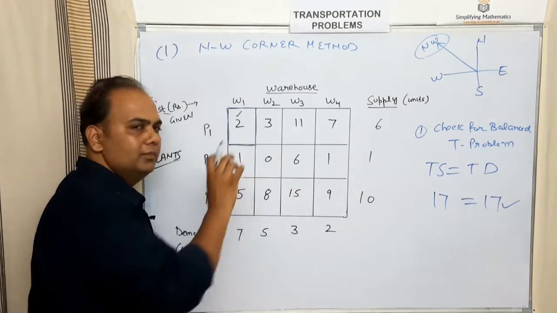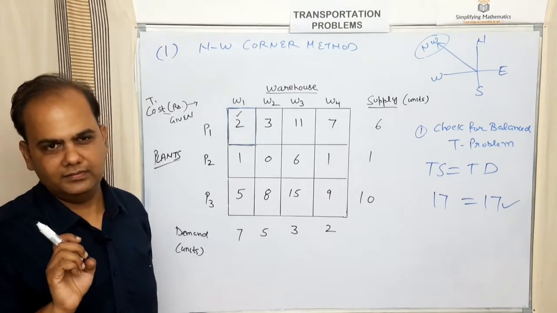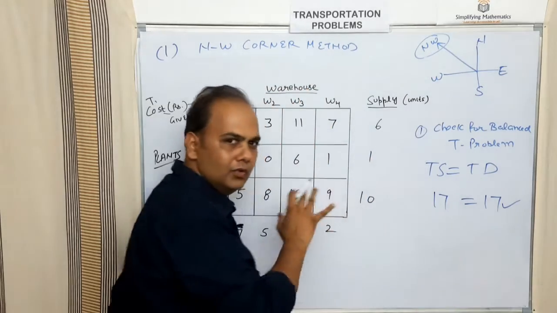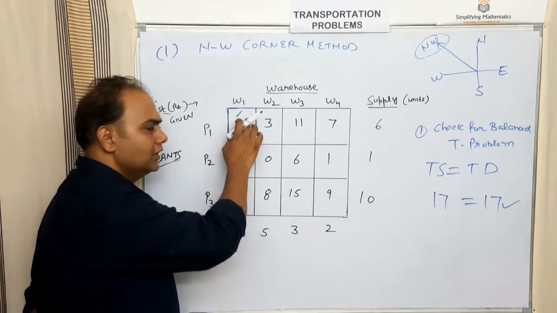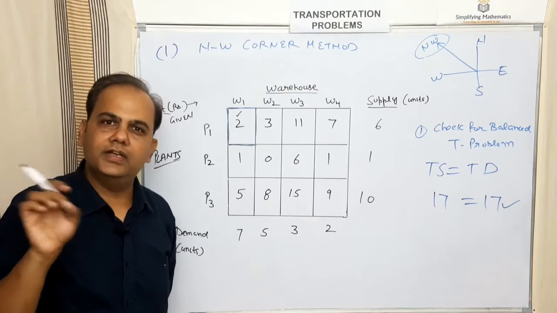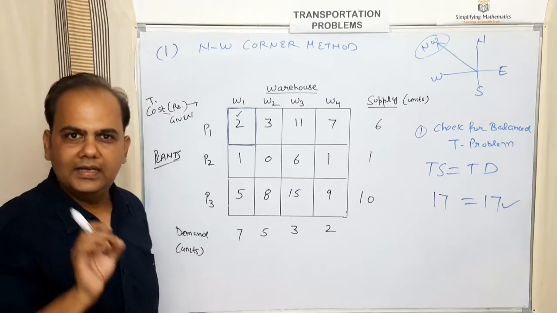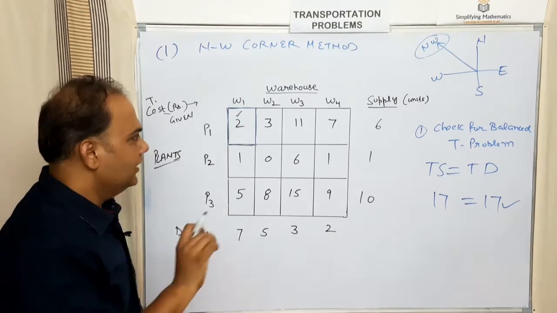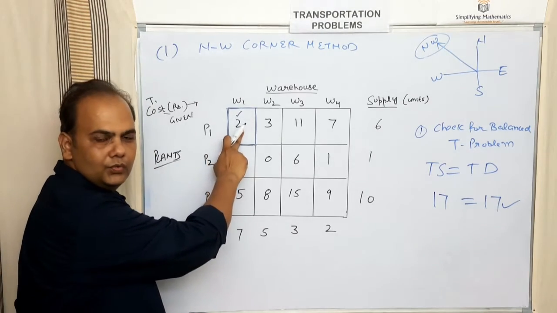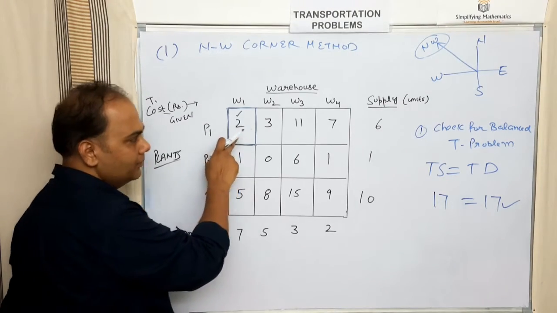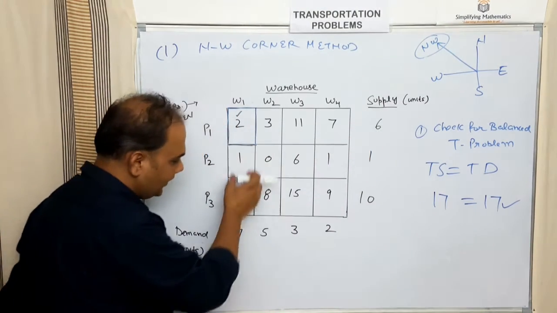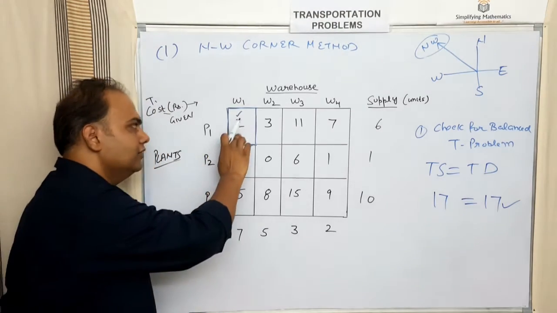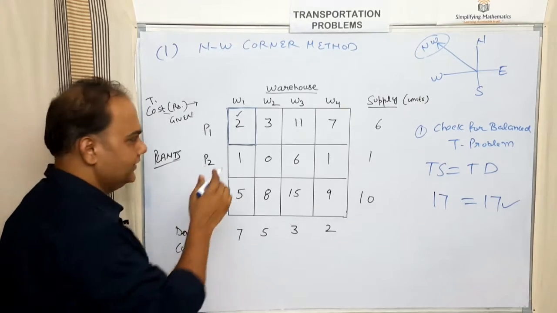So this means that in this cell we will put the number of units. I'll again repeat: what is the method? You have to look for the northwest cell in the whole matrix. In that particular cell we will allocate the required number of units, and those units will be the minimum of supply and demand. Corresponding to this cell, what is the supply? 6. And what is the demand? 7. So which is minimum? 6. Therefore we'll allocate 6 units here in this cell.